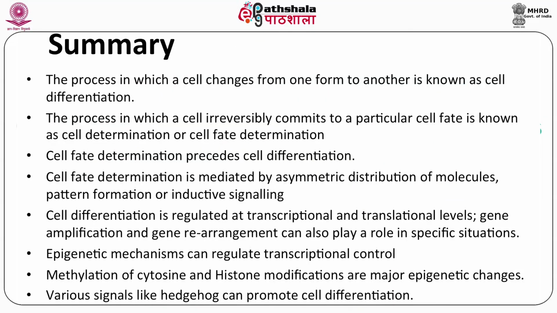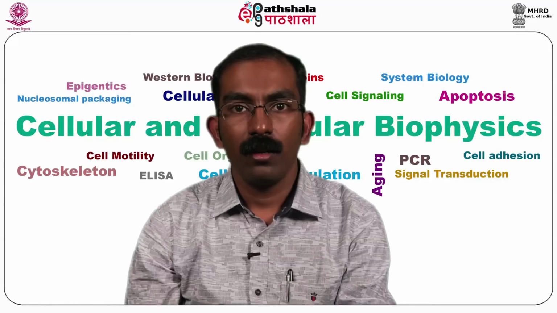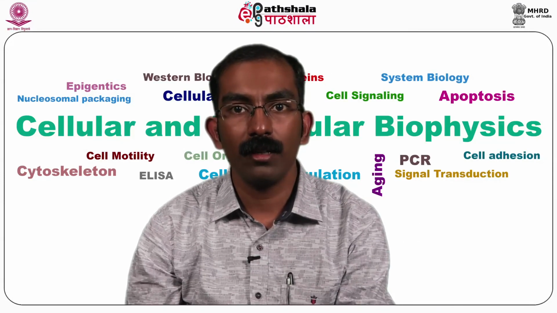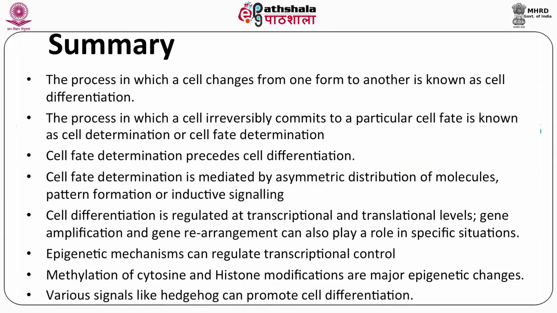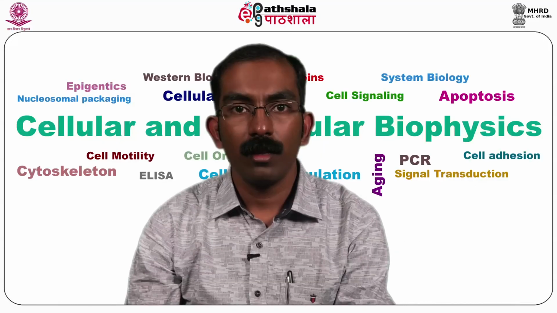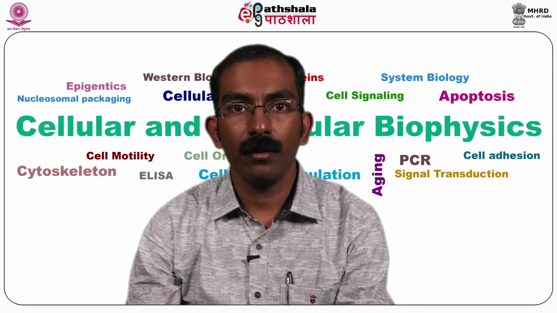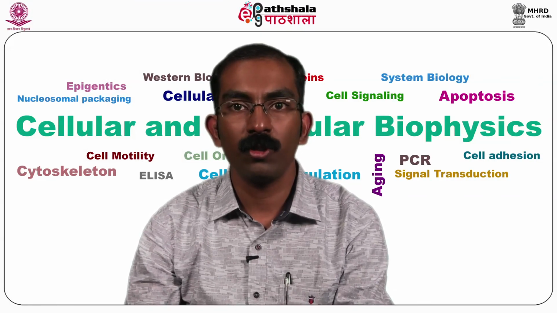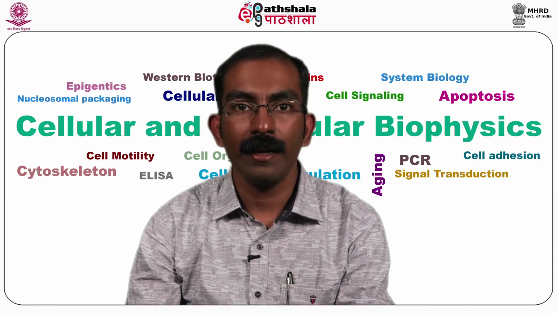So, to summarize this module, the process in which a cell changes from one form to another is known as cellular differentiation. Differentiation is usually associated with increased functionality and division of labor. The process in which a cell irreversibly commits to a particular cell fate is known as cell determination or cell fate determination. Cell fate determination precedes cellular differentiation. Cell fate determination is mediated by multiple mechanisms like asymmetric distribution of molecules, pattern formation, and inductive signaling.